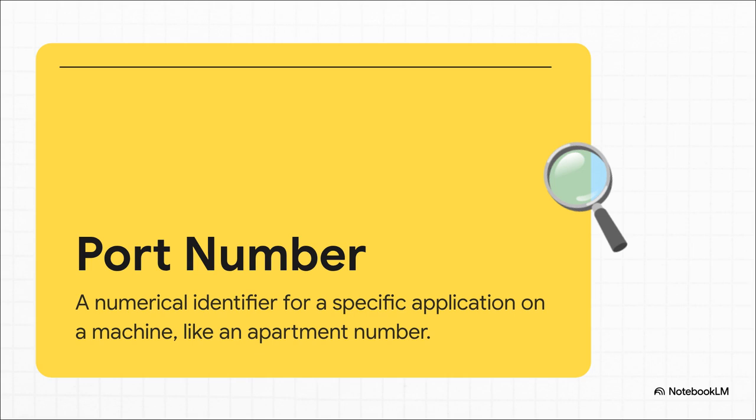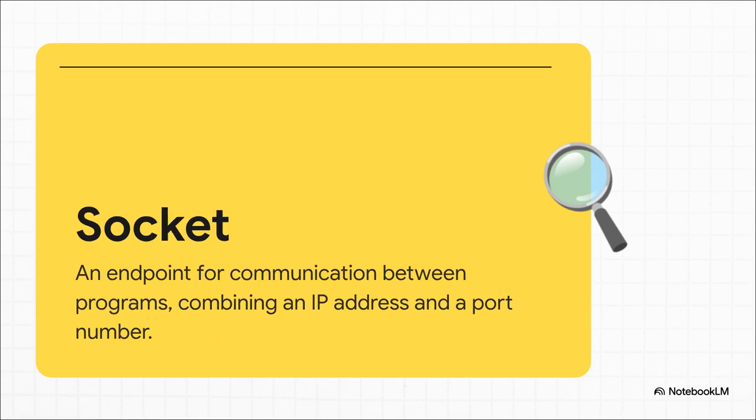And here's where it all comes together. When you combine an IP address with a port number, boom, you get a socket. This is the actual communication endpoint. It's the thing your Java program creates to send and receive information. Think of it as the specific phone extension to a specific desk in a specific office building.